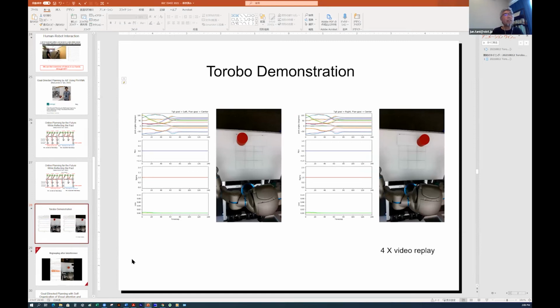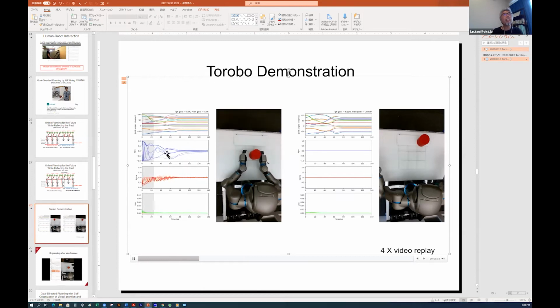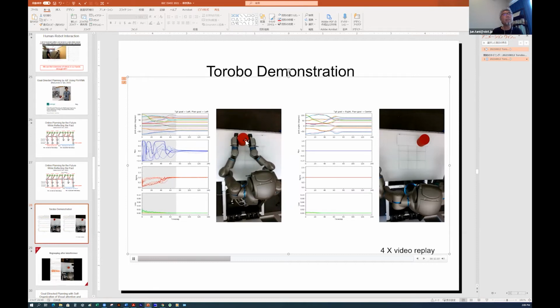Okay, so this one. Now the goal is given right here, and this is a starting point. First the robot is told that this is the goal. The object is located here. And now this is the plan generation, and this is the latent variable. This is now, and then the window, and it is achieving the goal.